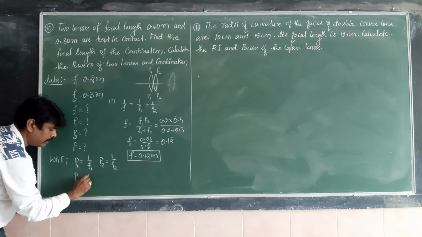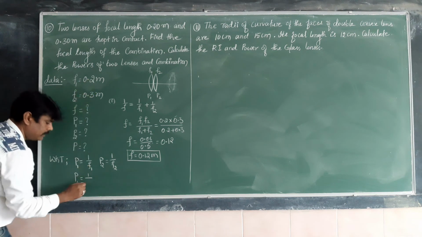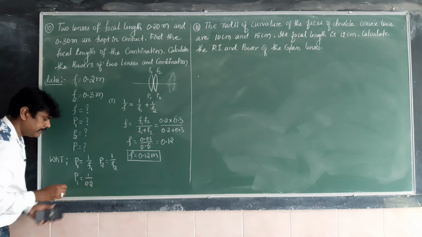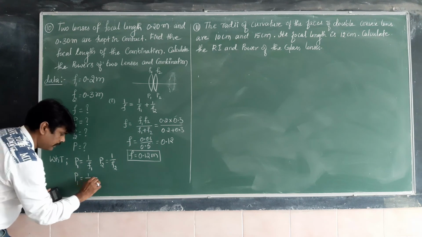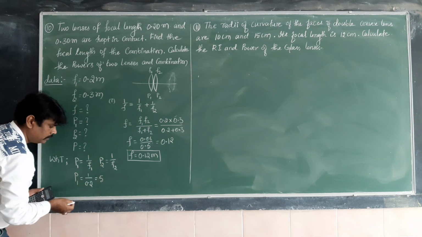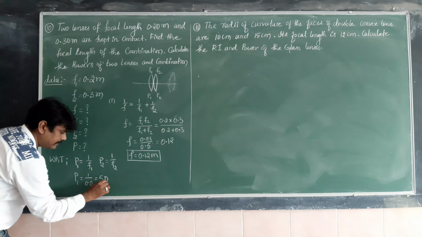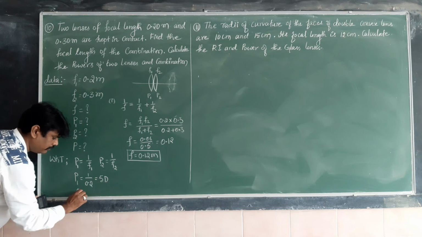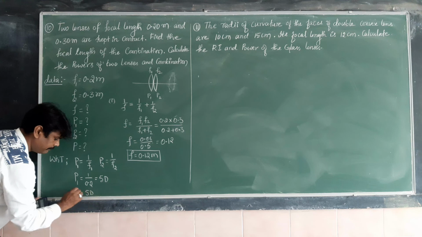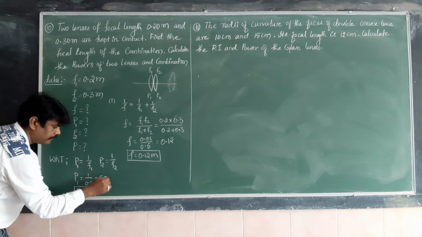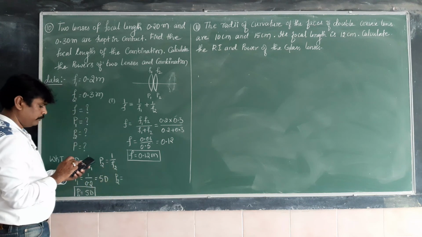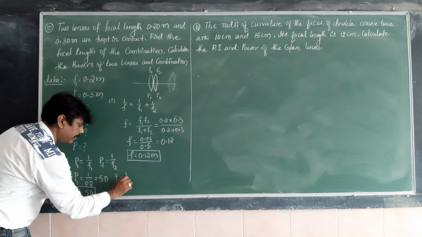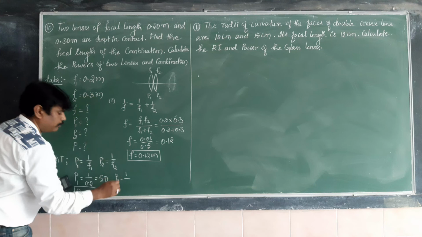P1 is equal to 1 divided by f1, which is 0.2. The reciprocal of 0.2 is 5. We are getting an answer of 5. The SI unit of power is diopter, so the value of P1 becomes 5 diopter. Similarly, I want to find the P2 value. P2 is equal to 1 by f2. f2 is 0.3.